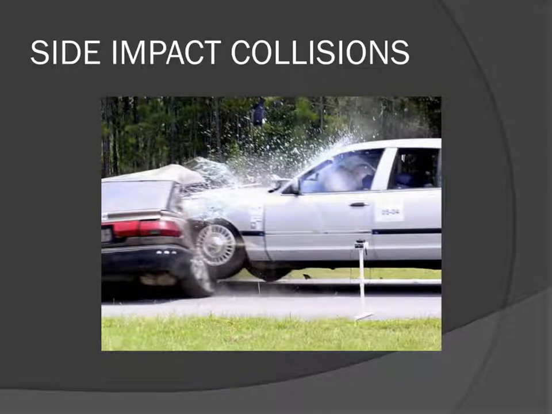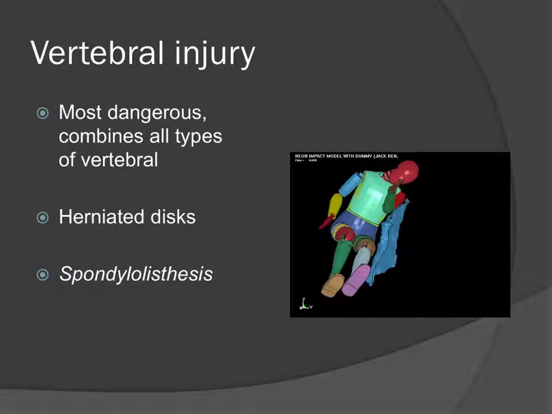The next thing I'll be talking about is side impact collisions. T-bone collisions can be some of the most dangerous car accidents, especially when the driver of the impacted car is hit directly. The spine is most vulnerable in this case, oftentimes resulting in herniated disc or spondylolisthesis, which is a disc slipping out of place onto the bone below it.